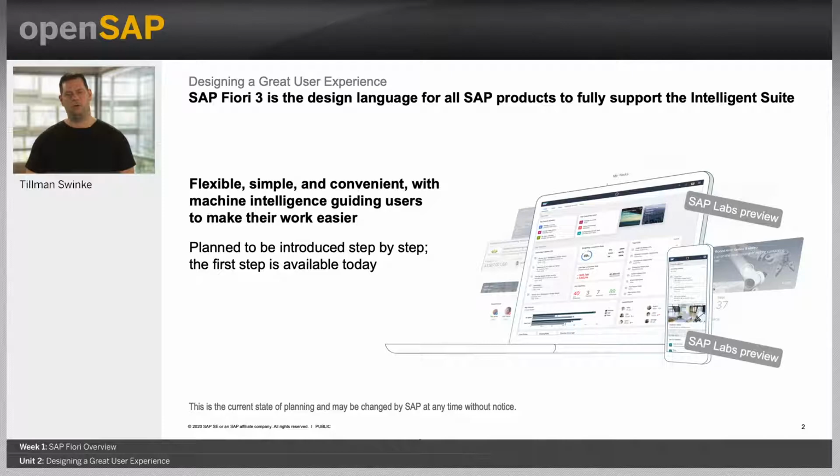As you might know already, SAP Fiori is the design language for all SAP products. SAP Fiori 3 is our new target design, which evolves SAP Fiori to fully support the intelligent suite. It does this by holistically including natural language interaction, machine intelligence, and analytical insights, while also providing more flexible, personalizable home pages and page layouts running on any device. You will see examples of this later in this presentation.